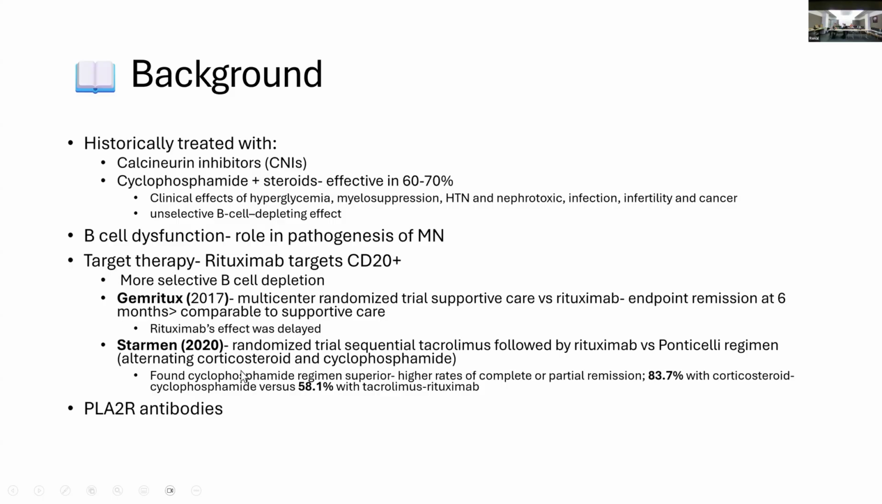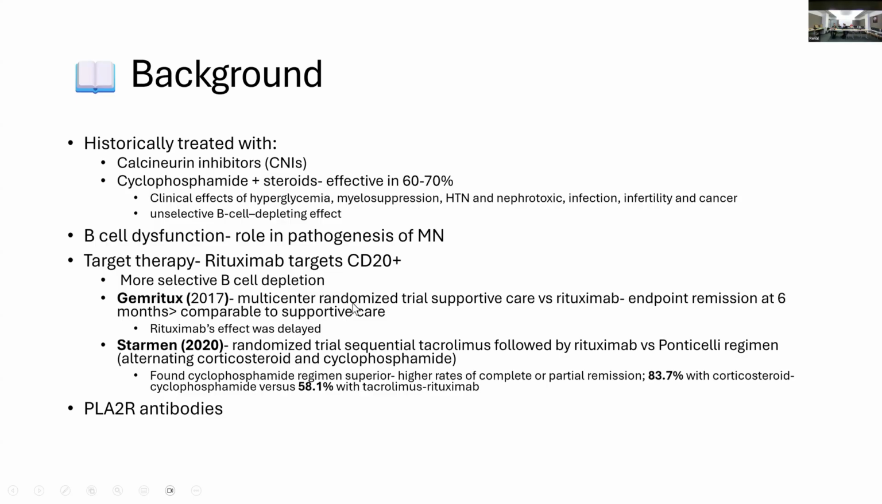These were the two studies around the time this study came out. But the MENTOR trial was the one that did the longest follow-up, about 2 years, 4 months. And GEMRITUX in 2017 just looked at, does rituximab work?